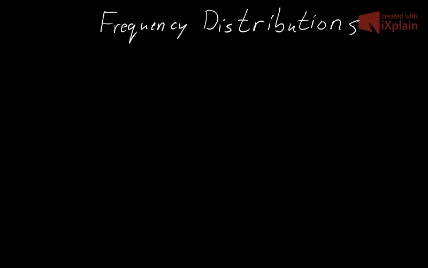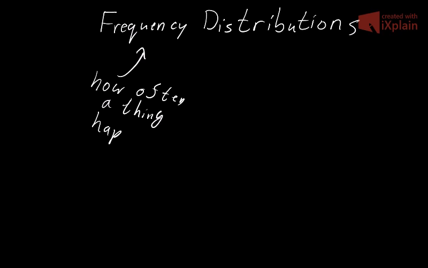So what is a frequency distribution? Frequency, if you remember back to our physics waves unit, is how often something happens. How often a thing happens. And a distribution is just going to show us a comparison of a lot of different events so we can compare frequencies. So a distribution means we are comparing many of these.